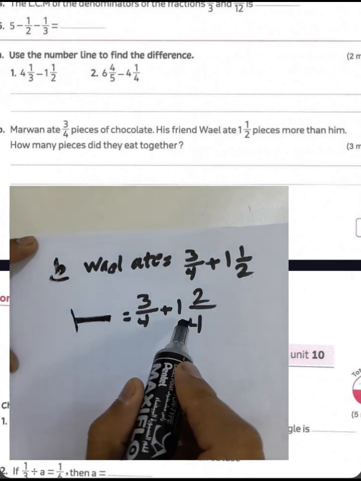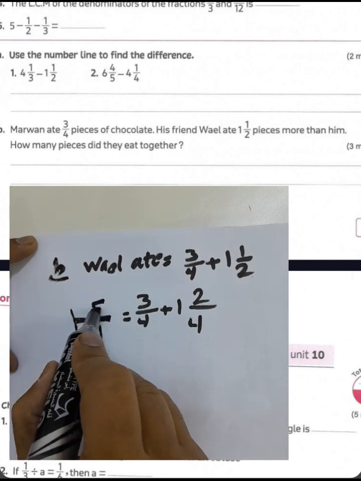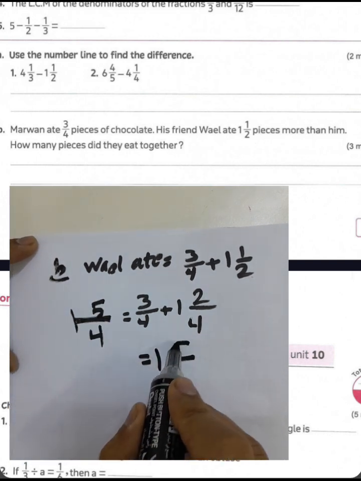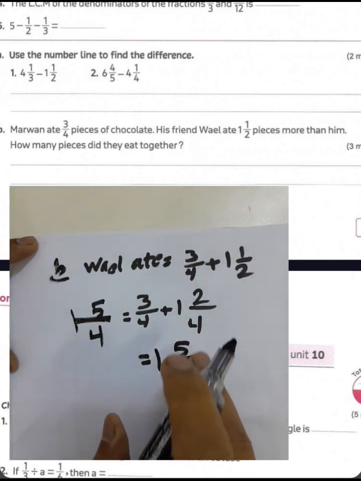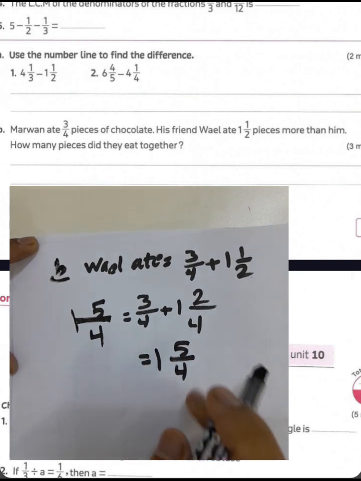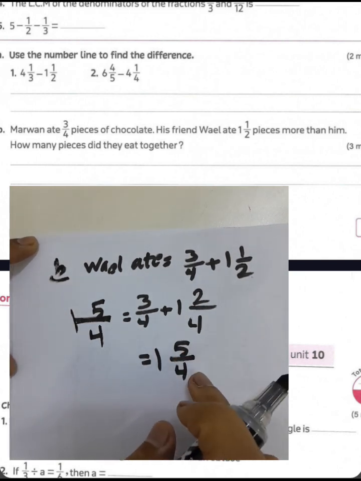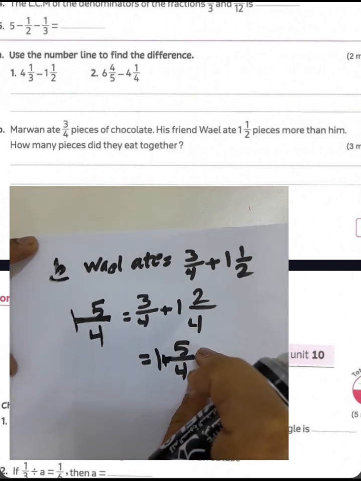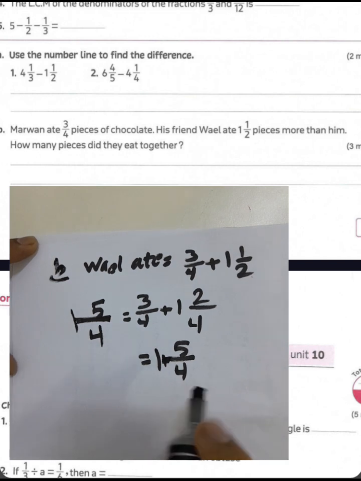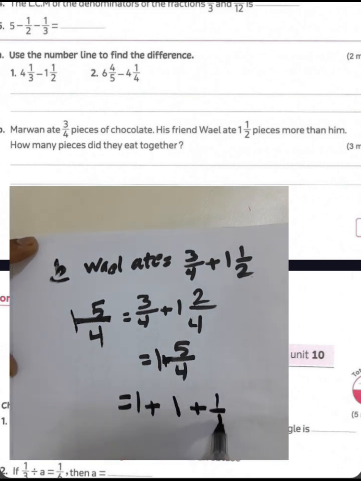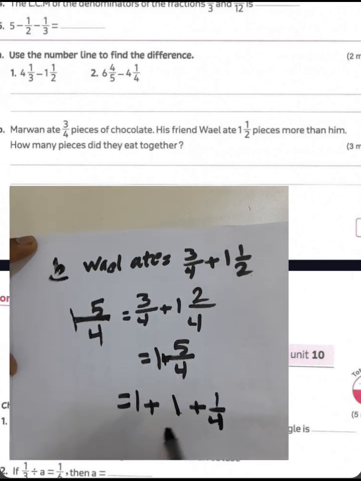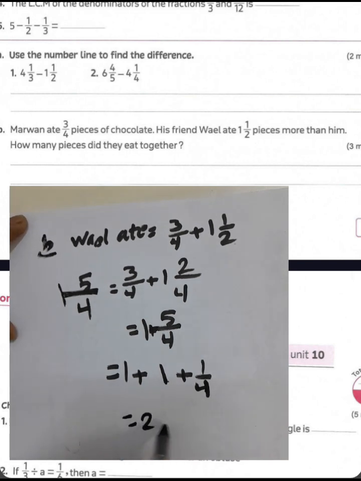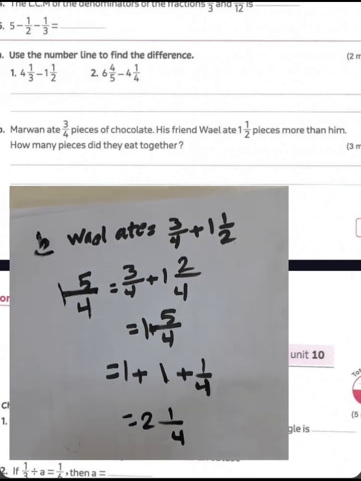Write 1 outside and write 4 in the denominator. 3 plus 2 equals 5. Then the result will be 1 and 5 over 4. But 5 over 4, what do we call it? Who can tell me? We call it improper. You can convert this improper fraction to a mixed number. Write 1 plus 5 over 4. We can write 1 and 1 over 4, because 5 divided by 4 equals 1 with remainder 1. And the next step, you can add 1 plus 1 equals 2, and we have 1 over 4 here.